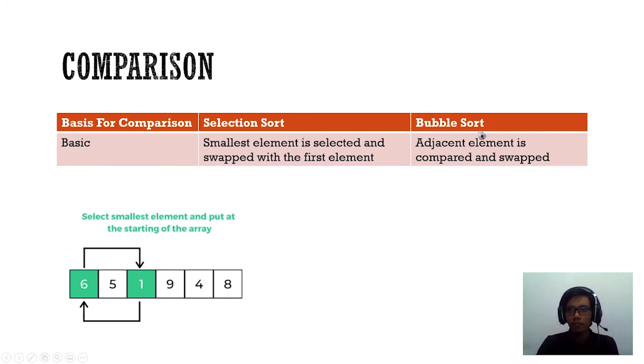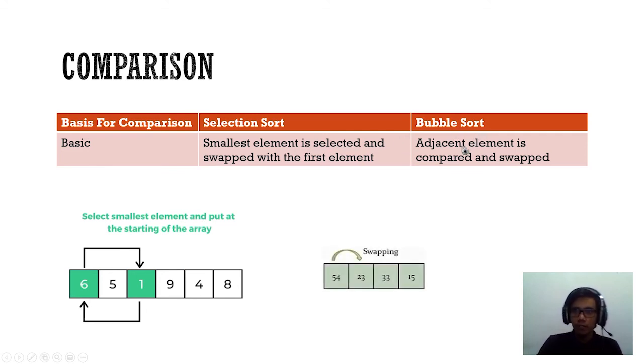Next is the bubble sort. Adjacent elements means that the element next to it is compared, so we compare 54 and 23. We can conclude that 54 is bigger than 23, so they will swap. 23 goes to the first position and 54 goes to the second position. So now we know the basic concept of each sorting algorithm.